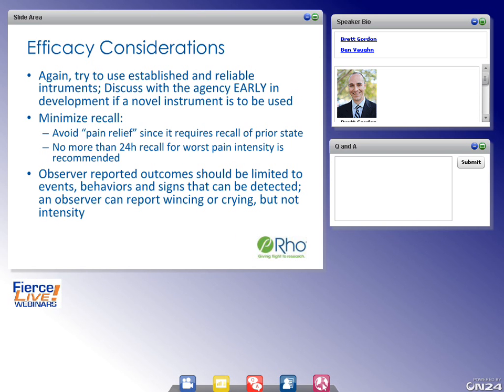And if you are in a special population, like pediatrics, where you have to use an observer reported outcome, it has to be something that's actual events, things that are observable. You can't have them rate how much pain you think they're in. It has to be based on something where you can specify they're crying, they're wincing, they're reacting somehow as the outcome. You really cannot get to intensity through an observer reported outcome.